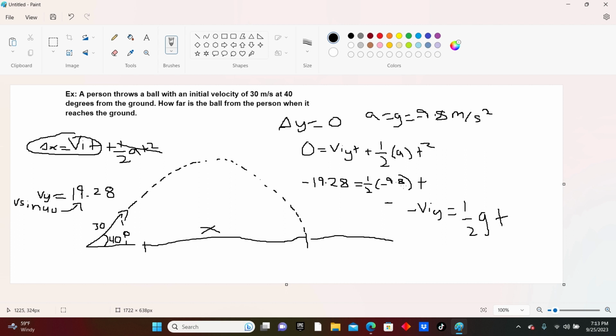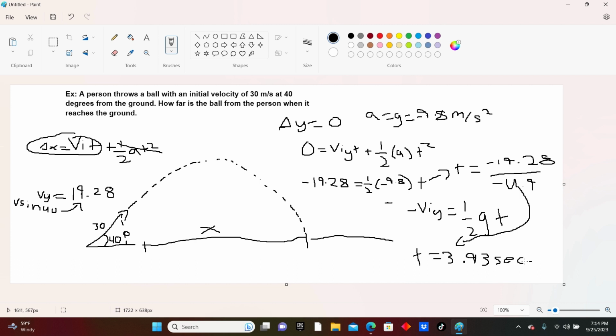1/2 times negative 9.8 is negative 4.9. So t equals negative 19.28 divided by negative 4.9, and we should get an answer of t equals 3.93 seconds, rounded. So this is the time it takes for the ball to be launched and hit the ground.